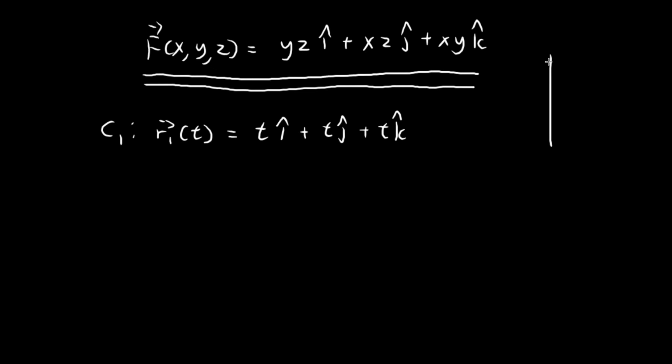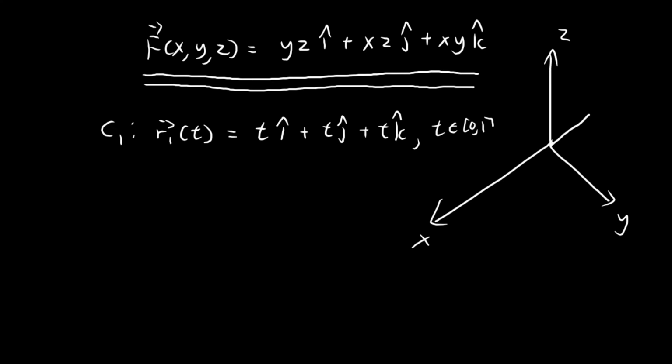So this is the path that is essentially a straight line in 3D space that goes from the origin to a certain point. And let's say t will range from 0 to 1. And if that's the case, then this will define a path that goes from the origin all the way to the point 1, 1, 1. So this is the point with an x, y, z coordinate of 1. So this line over here is C1.